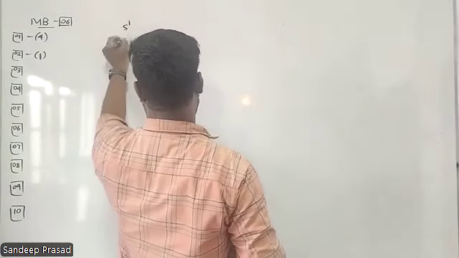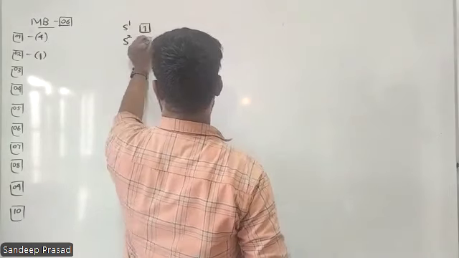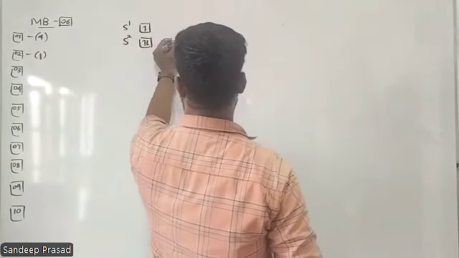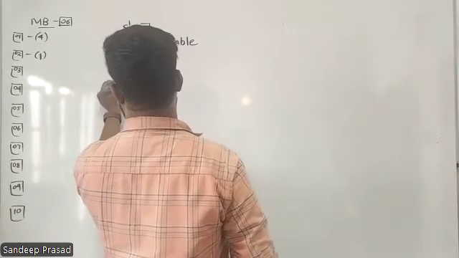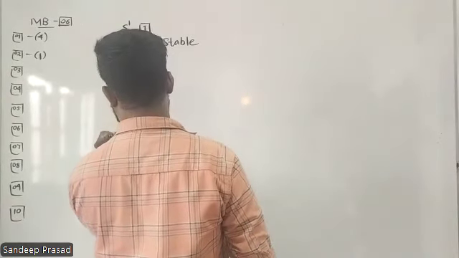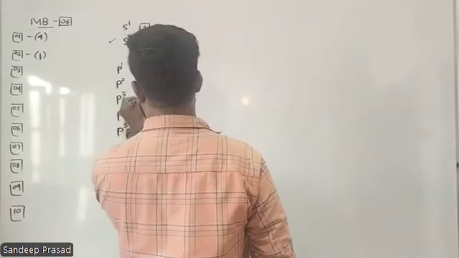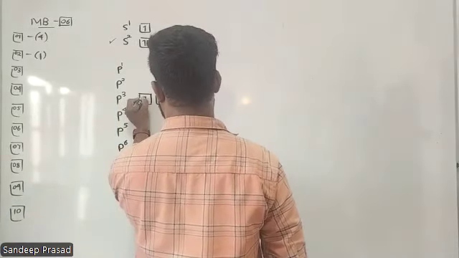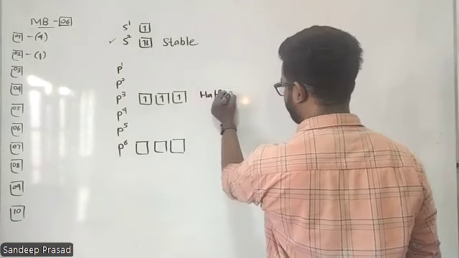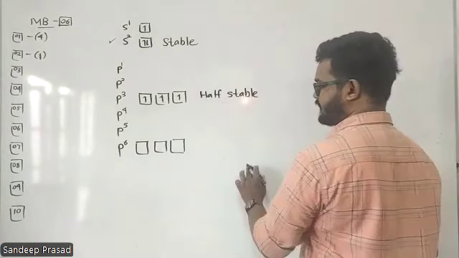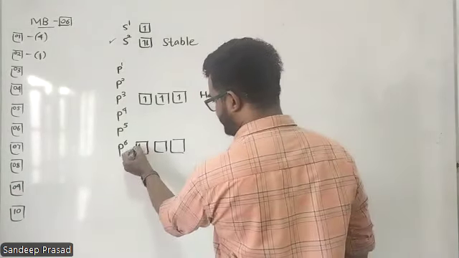Now, if we consider s1 and s2 configurations, without any doubt, we can tell that the s2 configuration is stable. And remember, when we consider p1, p2, p3, p4, p5, and p6, I told you that the p3 configuration is half stable because there are 3 p orbitals, and when the orbitals are filled by one electron in each, we can consider this half stable, right? Symmetrical and half stable.